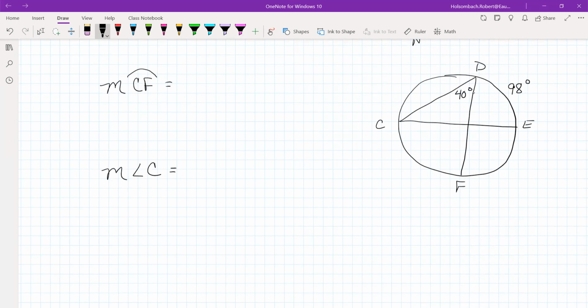So when the lines start crisscrossing, using some colored pencils or highlighters can be very helpful. Because if we need arc CF, if we highlight it, arc CF, its inscribed angle is this angle D, isn't it? So arc CF is going to be equal to 2 times its inscribed angle, which is 2 times 40, which is 80 degrees. So here's our arc CF, it's equal to 80 degrees.